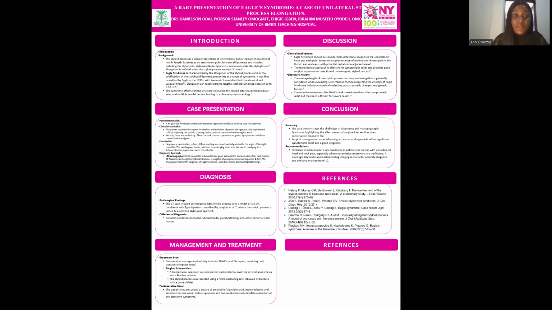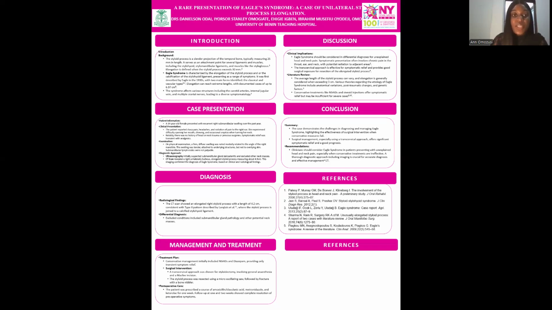A 34-year-old female presented with right recurrent submandibular swelling over the past 2 years. The patient reported sharp head pains, headaches, and radiation of this pain to the right ear. She experienced difficulty opening her mouth, chewing, and occasional crepitus when turning her neck. Notably, there was no history of head or neck trauma or previous surgeries, and symptomatic relief was transient with analgesics.